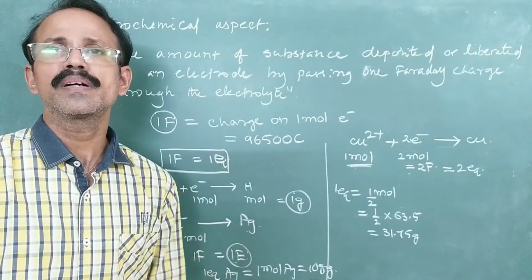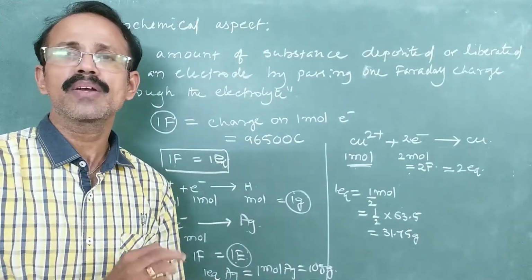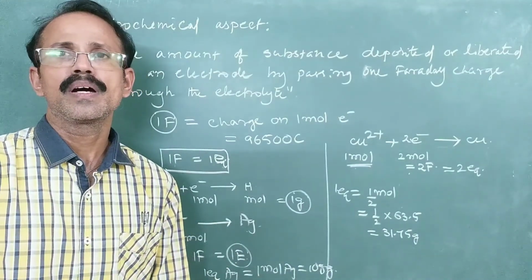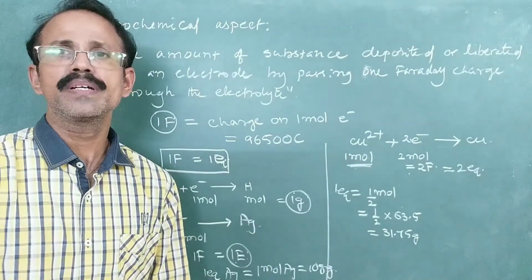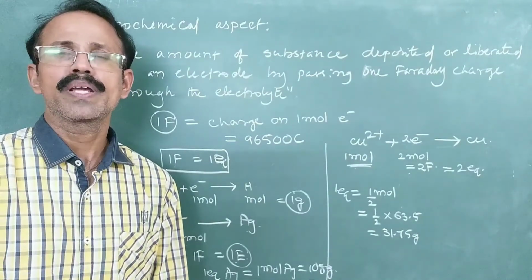So by using electrochemical aspects, you can calculate equivalent mass, or the number of equivalents deposited for a given amount of charge. In the beginning of my lecture, I asked you some questions. Let us see the answers. Is equivalent weight constant? Equivalent weight is not a constant for a given substance. It may vary as per the situation.